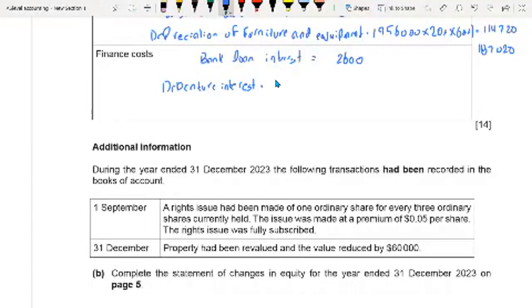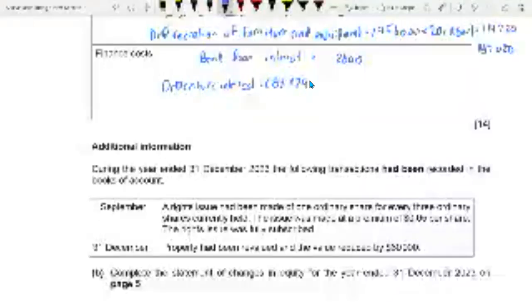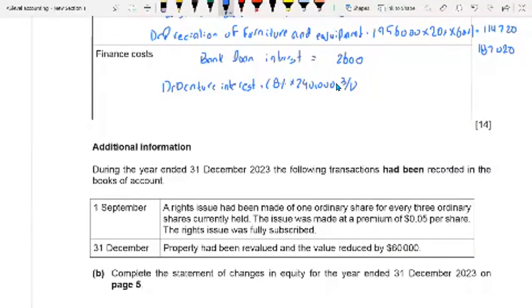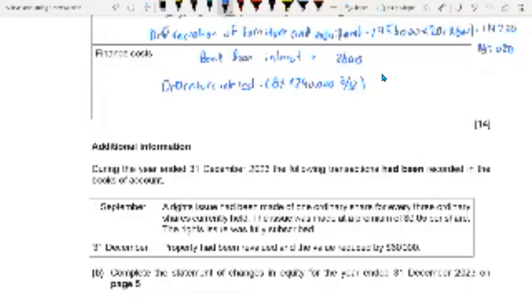Yes, 8% multiplied by 240,000. And since we have to pay the interest for 3 months, so 3 divided by 12. So this would give you the answer, which is 4,800. So altogether, we have the finance cost, which is 7,400. Okay, so now just fill all the empty spaces.